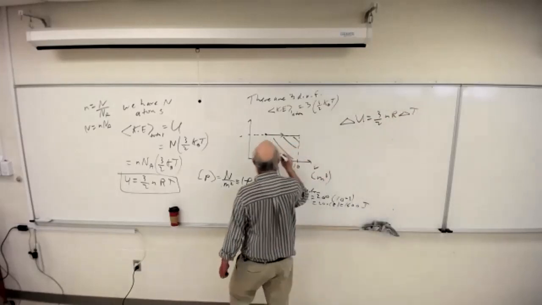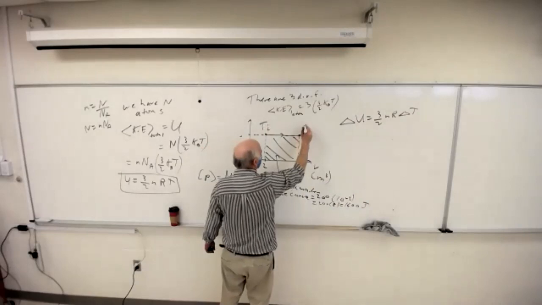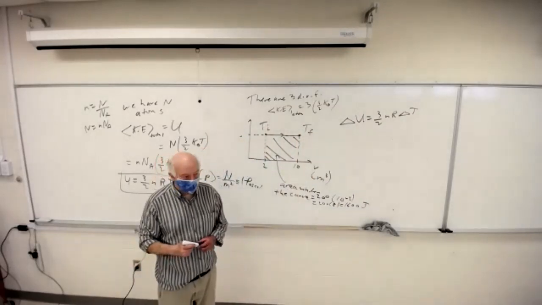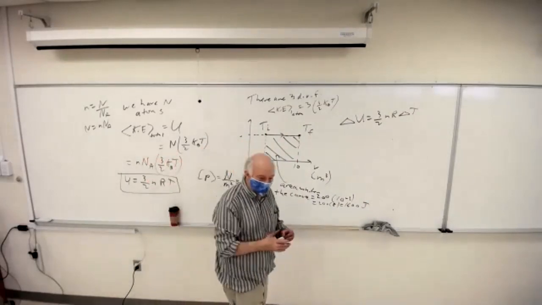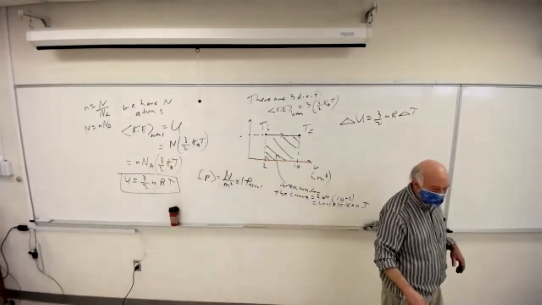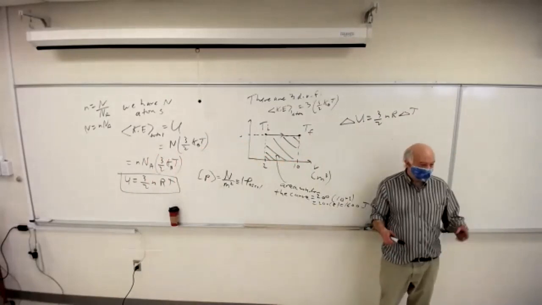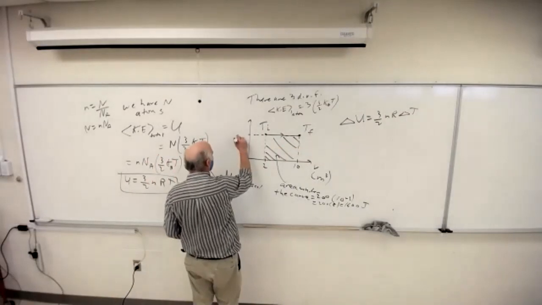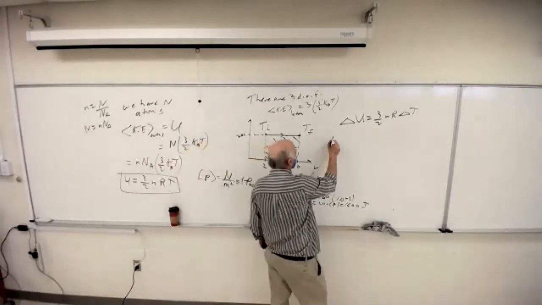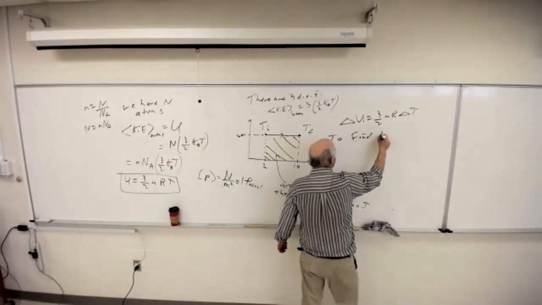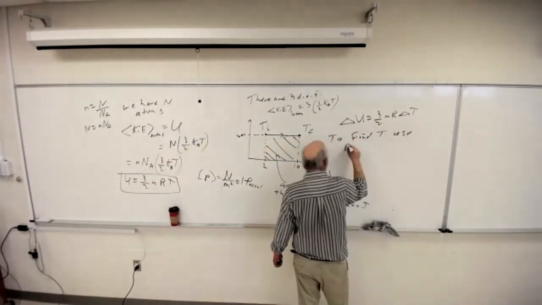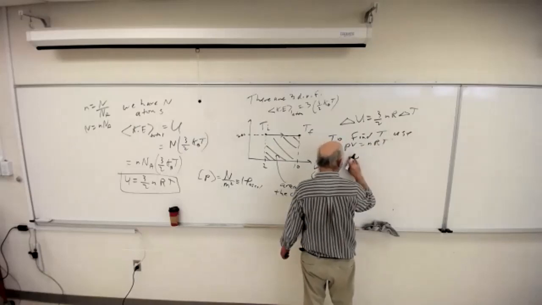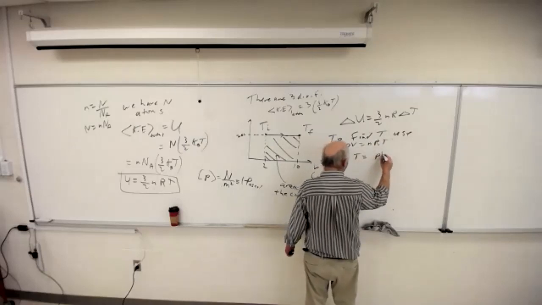So I need this temperature here. Here's my initial temperature, here's my final temperature, and if I know that, I can calculate my change in temperature. How do I find those temperatures? What was this value, 200? To find T, use PV = nRT. So T is PV over nR.